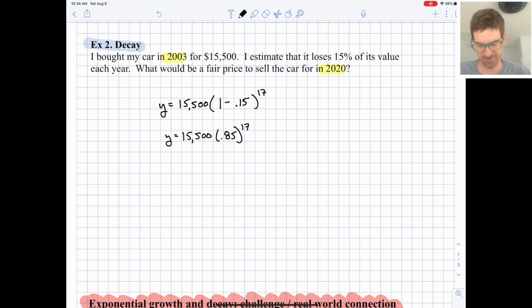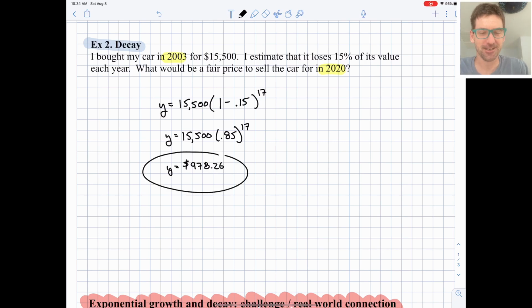Okay, so let's go ahead and crank this through our calculator. And it looks like y is equal to, oh my goodness, $978.26. So our car lost a lot of value. And this is why people say that cars are not a good investment. They're a tool you often need to be able to get around and live our lives, but they're not something that you should think of will gain value. They lose money. All right, that's a good place to stop.